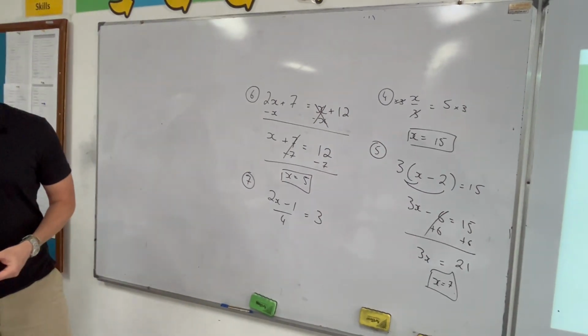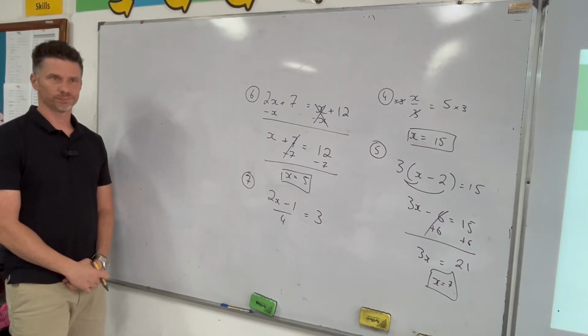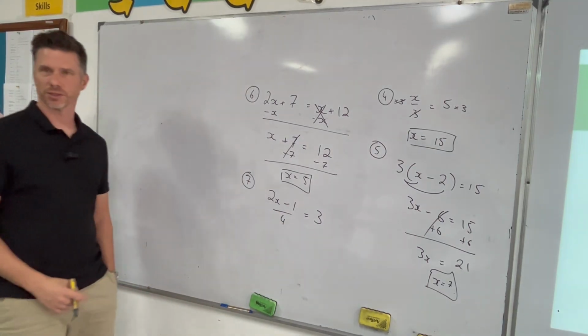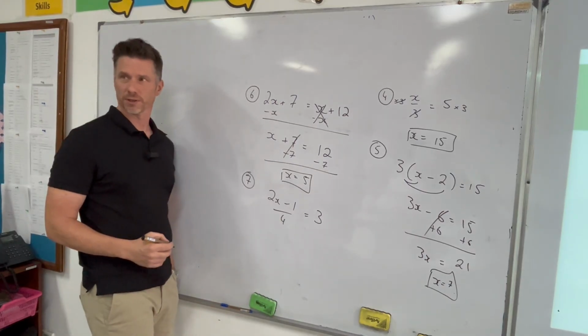I cannot add 1 to both sides. Why can I not add 1 to both sides? Well, it's 1/4. That's 1/4. It has to be divided by 4 still. So the 4 is probably what I get rid of first here. I multiply by 4 first.